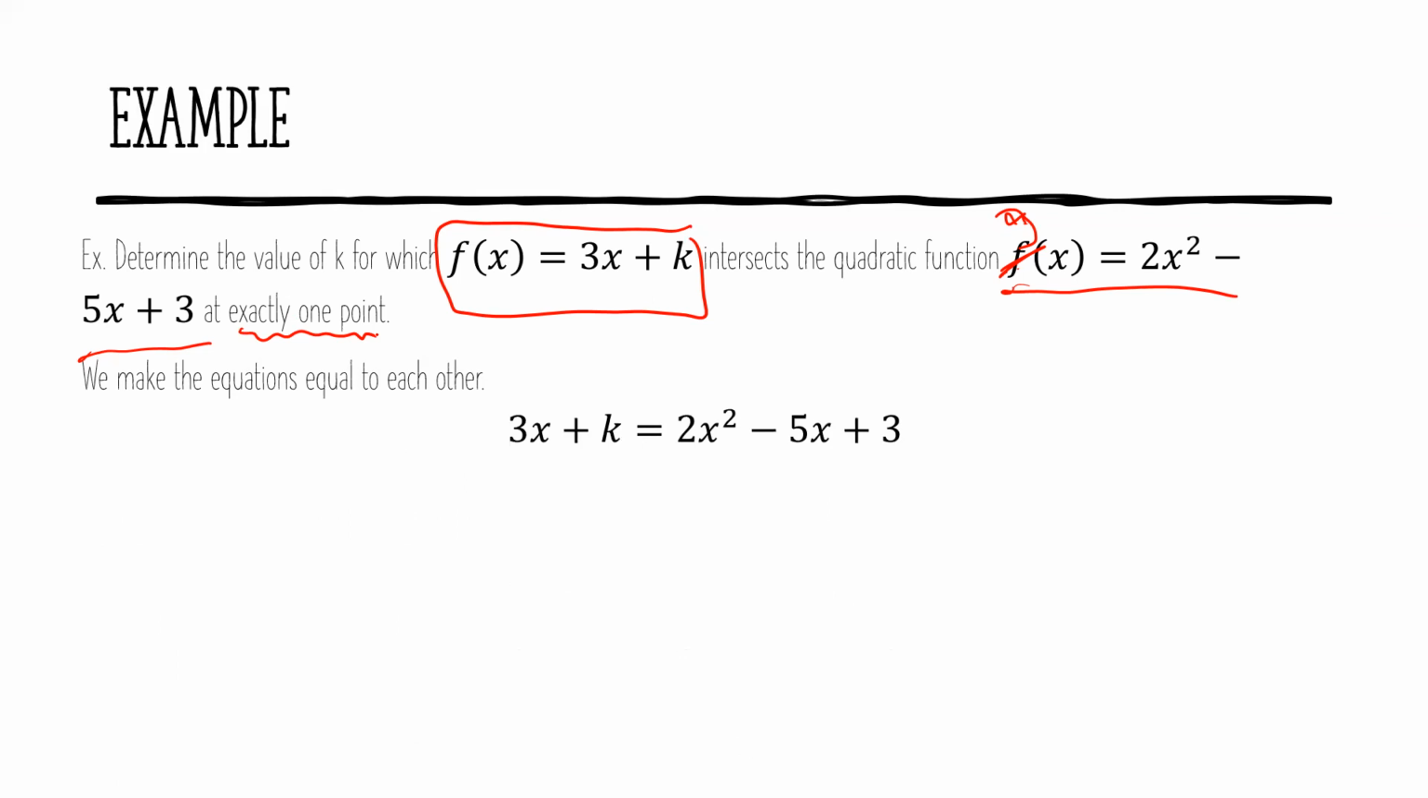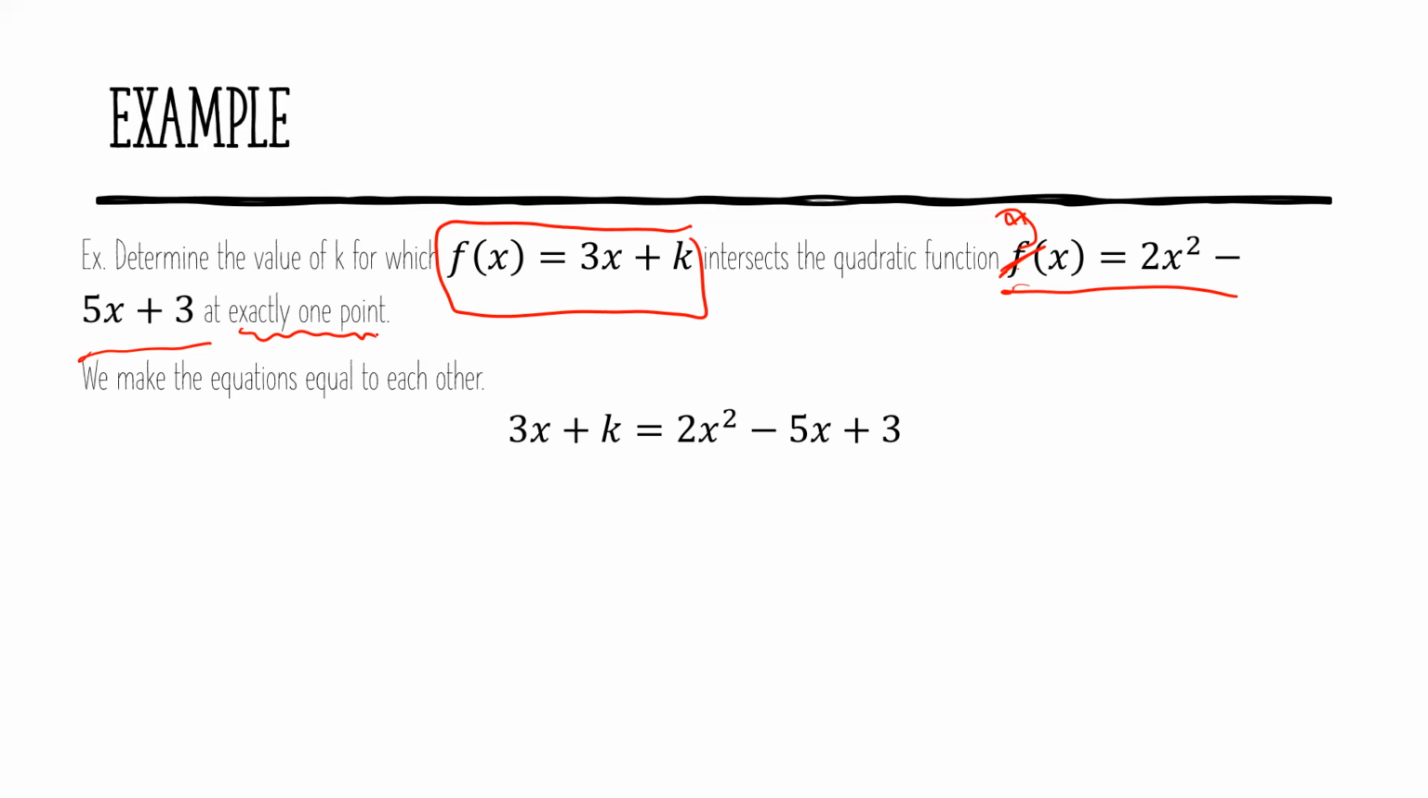Notice that this is actually really similar to what you've seen, even if you're wondering whether there are questions similar to this from before. If you look at test 1, you had a question that was extremely similar to this, finding the value of x so that f of 2x is equal to g of 2x. It's the exact same thing. The only difference is that we're subbing in 2x, but here you're just making the two equations equal to each other. So what you end up with is 3x plus k is equal to 2x squared minus 5x plus 3.